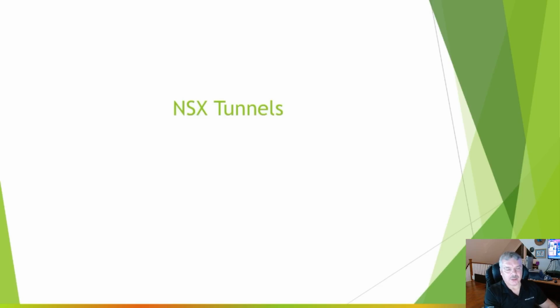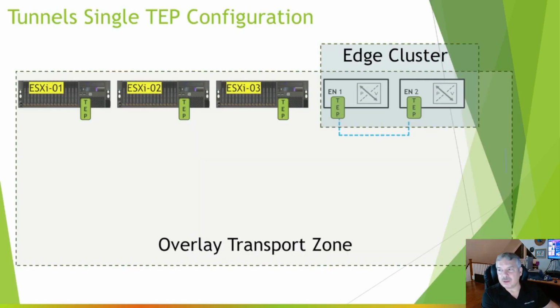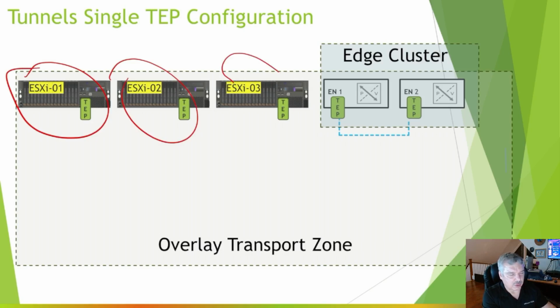Okay, so let's get started. In this example, I just have 3 hosts. You'll see I have host 1, host 2, and host 3. I'm doing a simple configuration, a single TEP. Again, if you're not sure what a TEP is, you've got to watch my NSX playlist on what NSX is and transport nodes and all that. So I'm assuming you know what a TEP is.